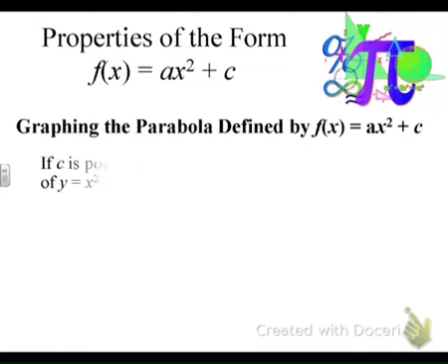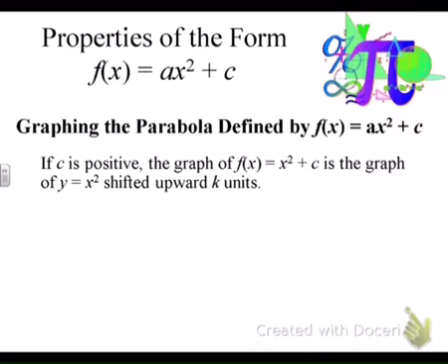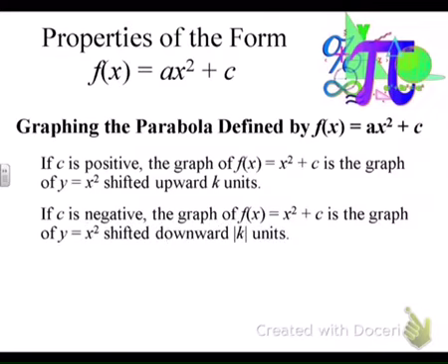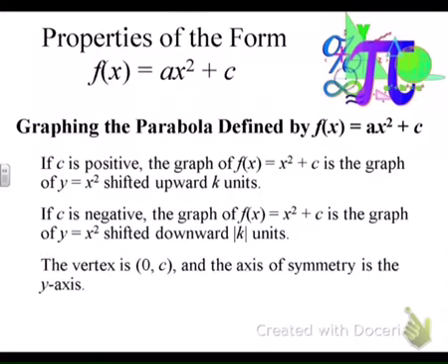Okay, so graphing a parabola defined by f of x equals ax squared plus c. Once again, we know if c is positive, then the graph has just shifted upward that many units. If c is negative, then the graph shifted downward that many units. And the vertex will be 0, c. And the axis of symmetry is always the y-axis when you're given a problem in this form.